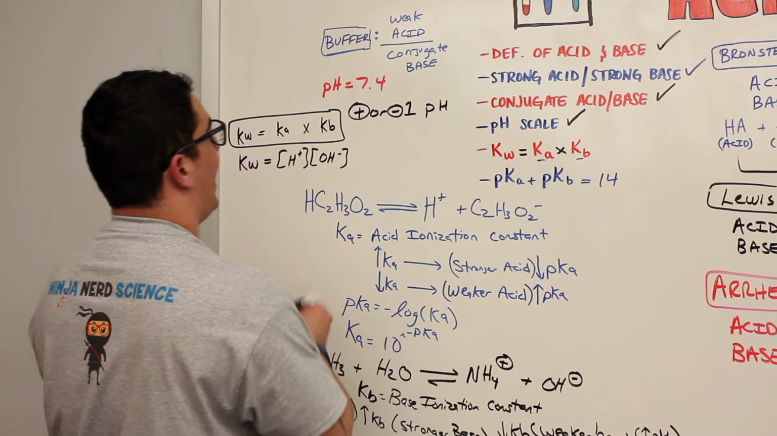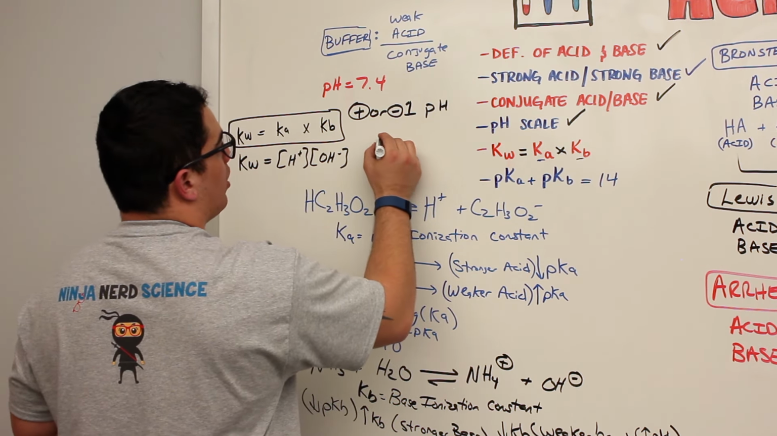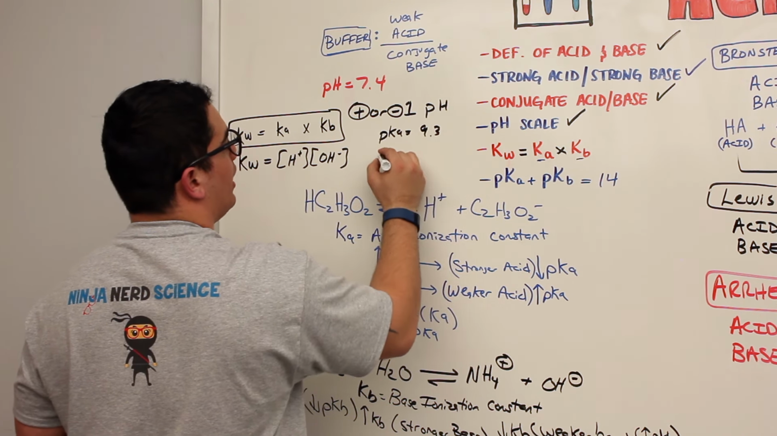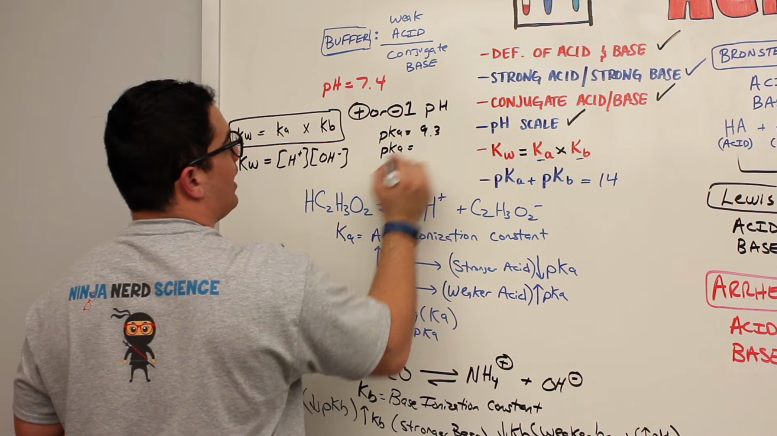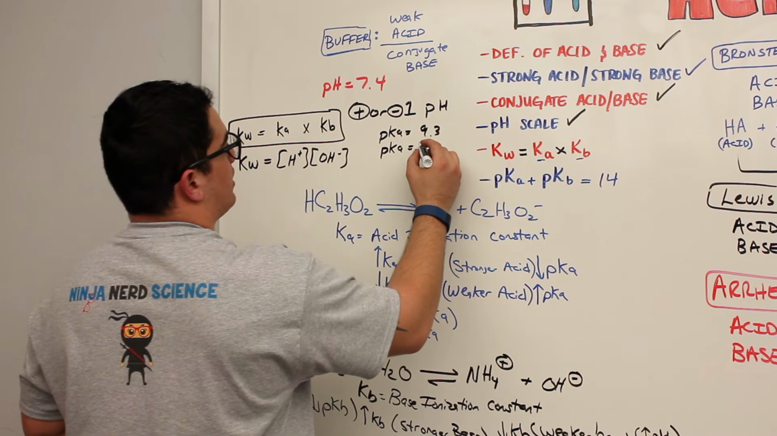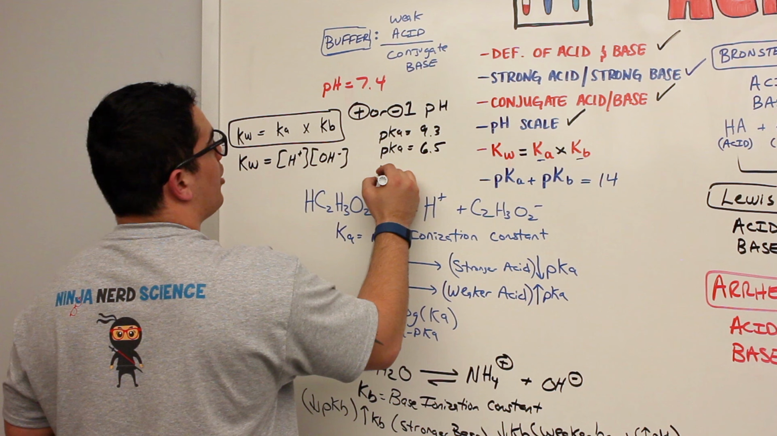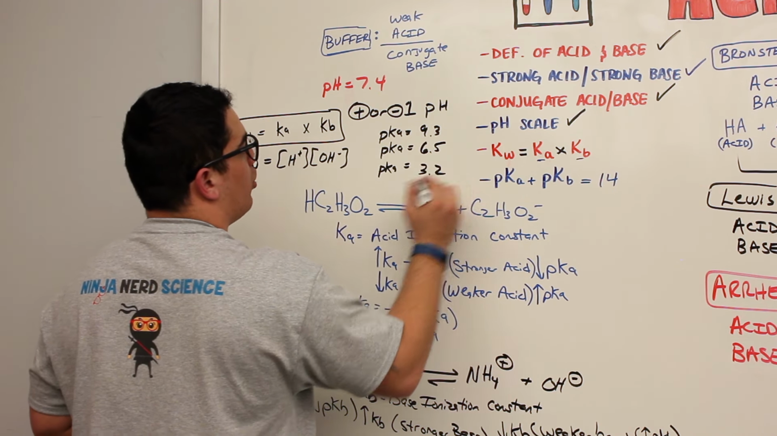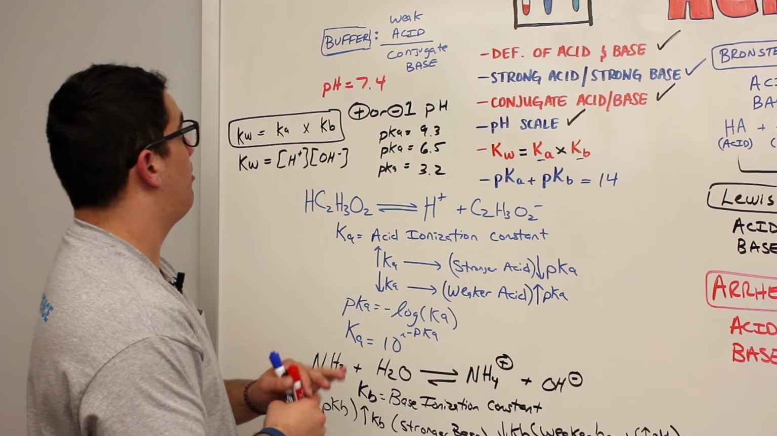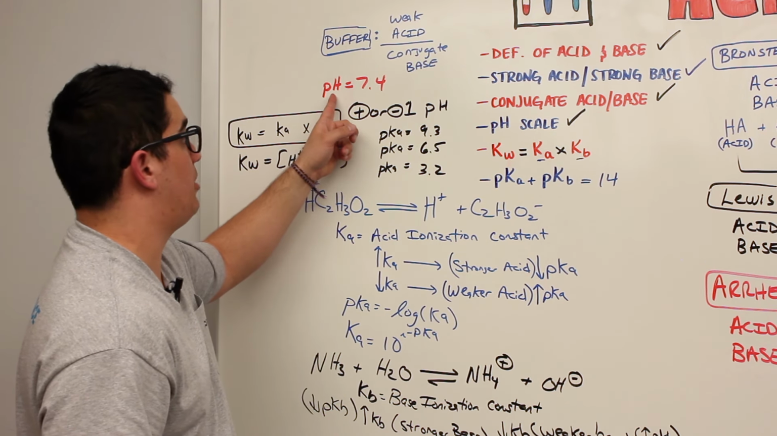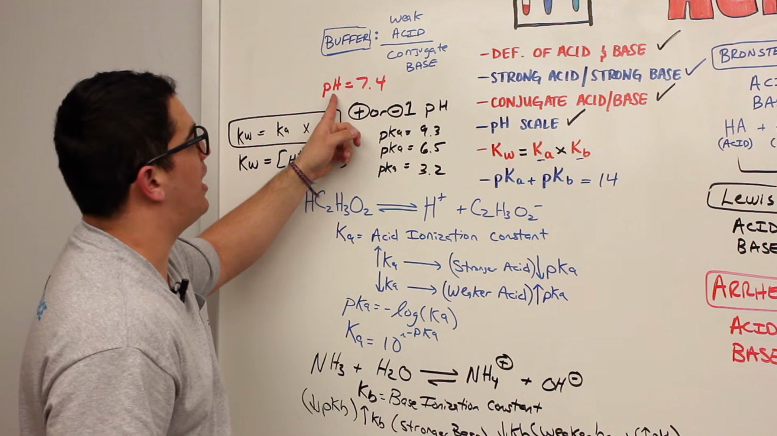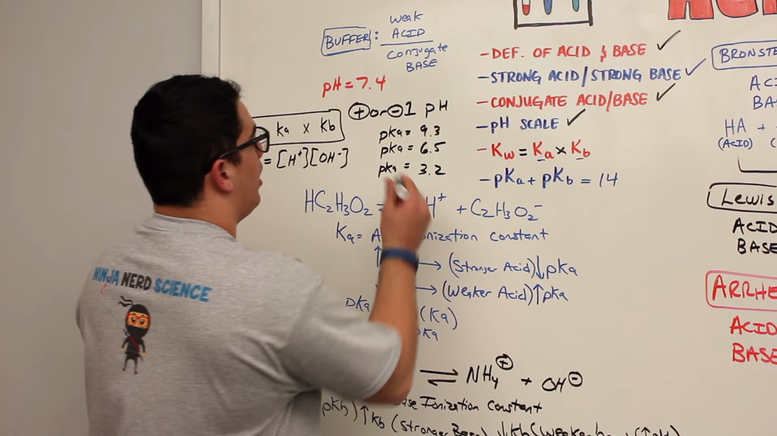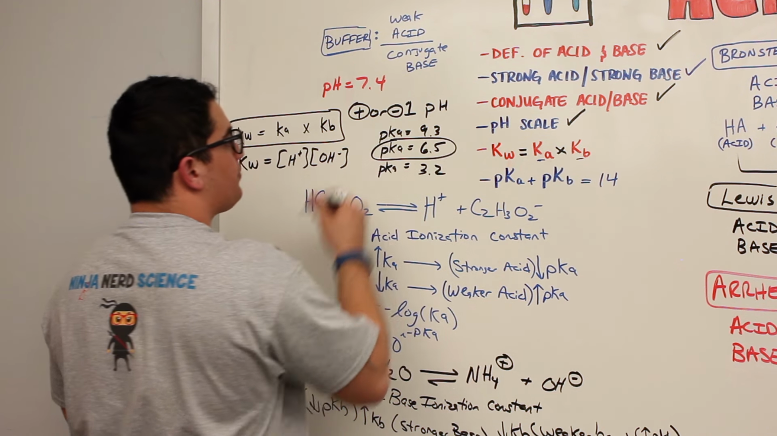So for example, if I had buffers where one had a pKa equal to 9.3, another had a pKa equal to, let's say, 6.5, and another had a pKa equal to 3.2, which one of these am I going to pick? Well, I'm going to pick the one that's closest to the pH because that's going to give me the best buffer. Which one's plus or minus 1? Oh, this guy right there. He's our best choice. So he's going to be the best buffer in this case.